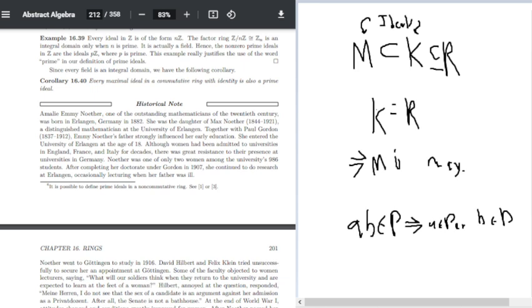She entered the University of Erlangen at the age of 18. Although women had been admitted to universities in England, France, and Italy for decades, there was great resistance to their presence at universities in Germany. Noether was one of only two women among the university's 986 students. After completing her doctorate under Gordan in 1907, she continued to do research at Erlangen, occasionally lecturing when her father was ill.